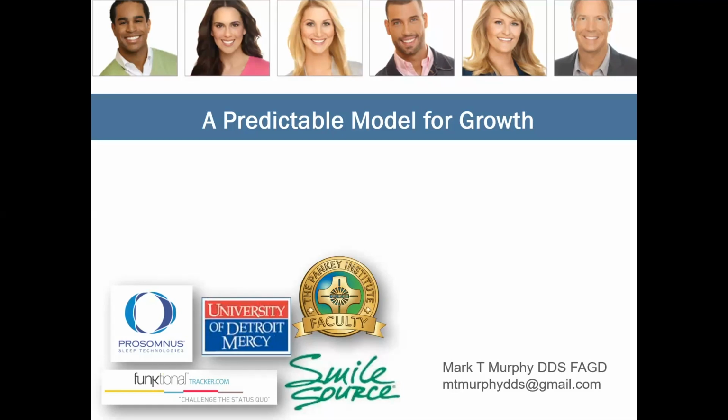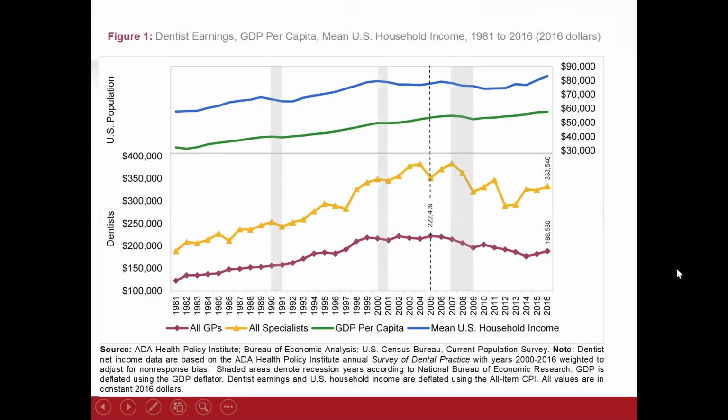So most of the conversations we have at the Institute, we start with talking about why. And so if I were going to say, why do I want to talk about a predictable model for growth, I might show you this graph. I've used a graph like this, and every once in a while, the American Dental Association updates it. So this is the most recent one I could find from 2019. And first, just look at the green and the blue lines. And what you notice is from left to right, they're just always going up.